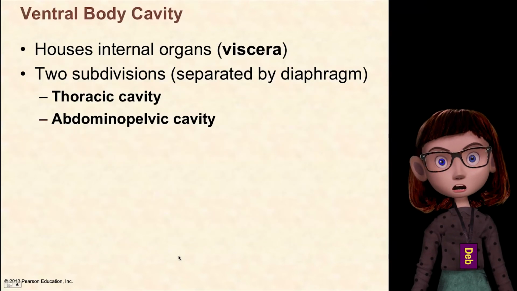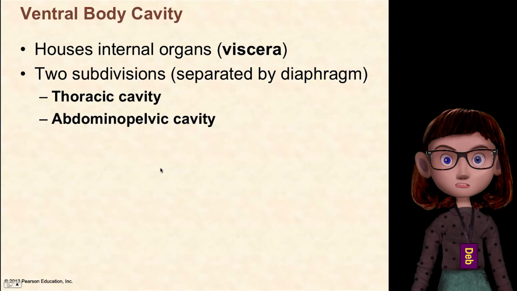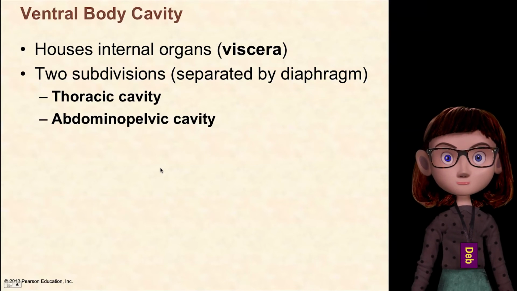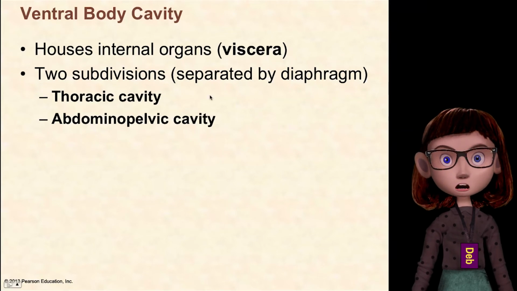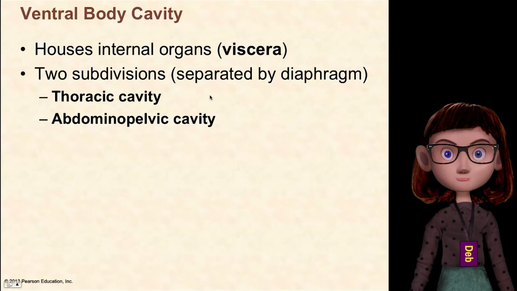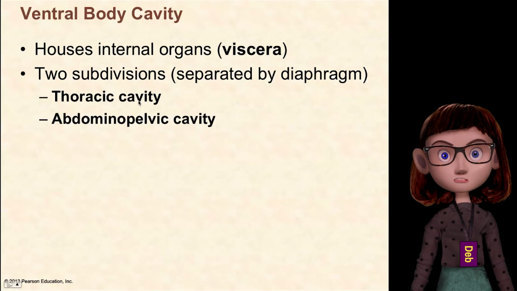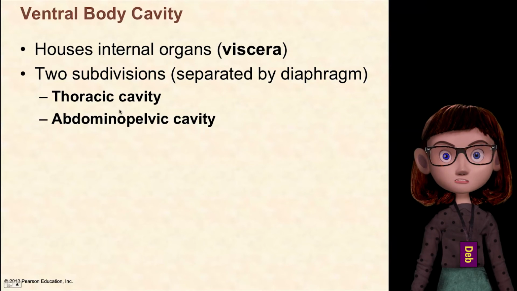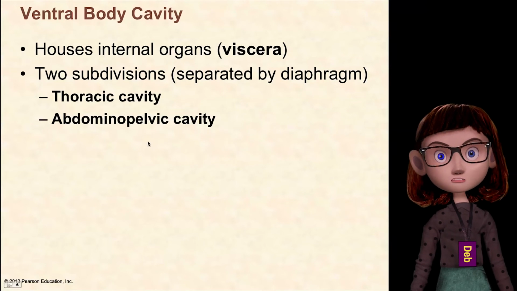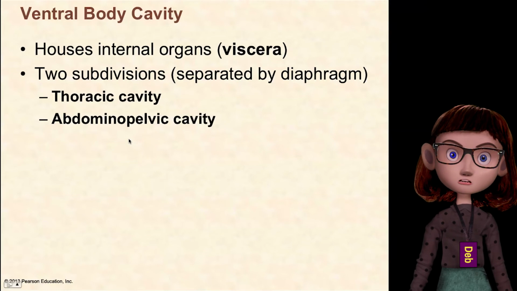The ventral body cavity houses your internal organs. From now on, think of your internal organs as viscera, V-I-S-C-E-R-A. The two subdivisions that form the ventral body cavity are separated by the diaphragm. Above the diaphragm you have your thoracic cavity, and below you have the abdominopelvic cavity.